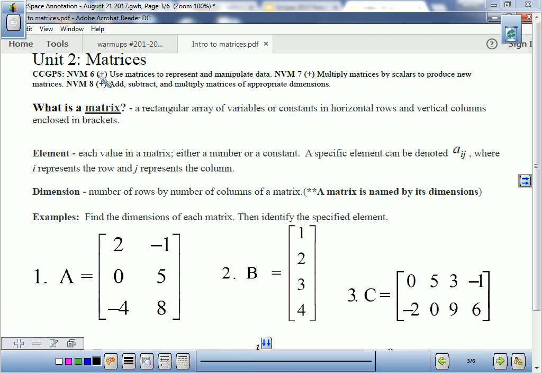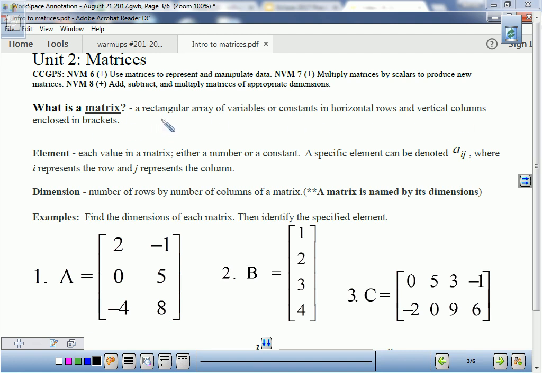Alright, so our second unit, this is first new material, it's matrices. And matrices are a simple yet beautiful way to organize data so that we can perform some operations that would otherwise be extremely complex in somewhat simple manners. So what is a matrix? A matrix is a rectangular array of variables or constants in horizontal rows and vertical columns enclosed in brackets.